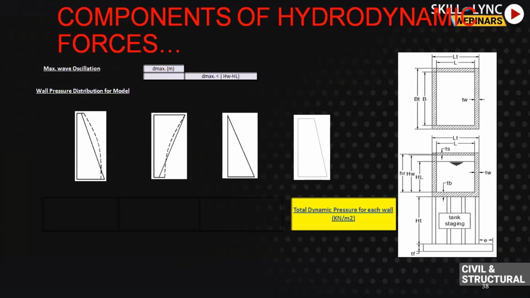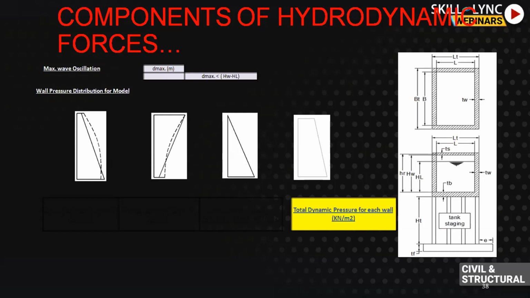At the bottom you have the foundation thickness. When the seismic force comes on any elevated tank, there will be some portion of the water which will try to move with the tank wall. It will be supposedly rigidly connected with the wall, so we call it the impulsive component of the tank. On the left, there is the wall distribution for the model.